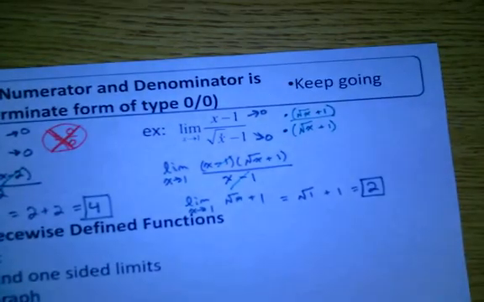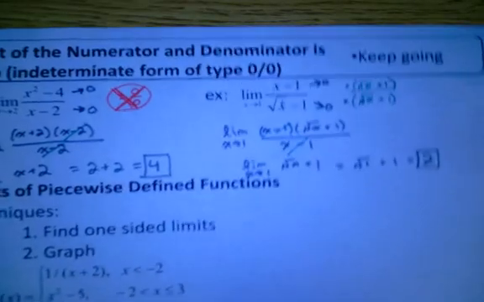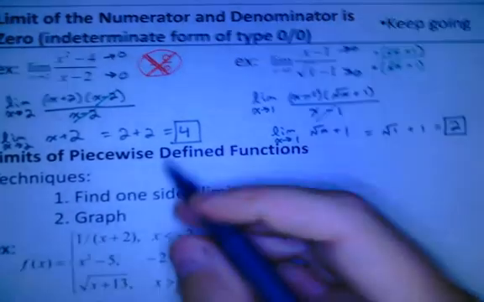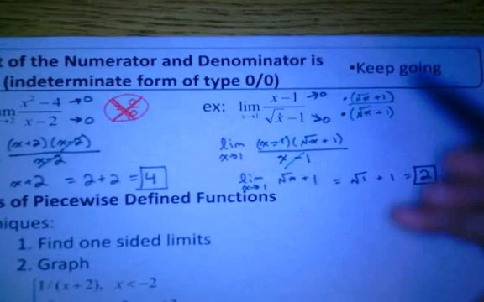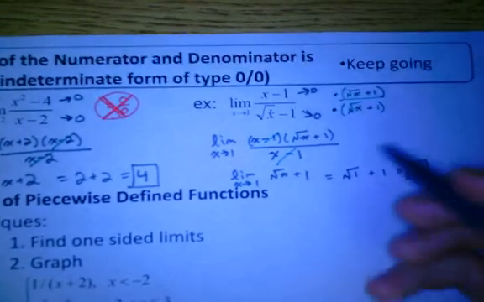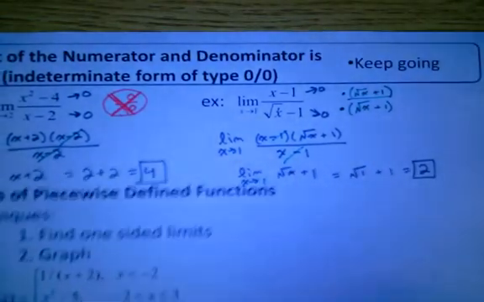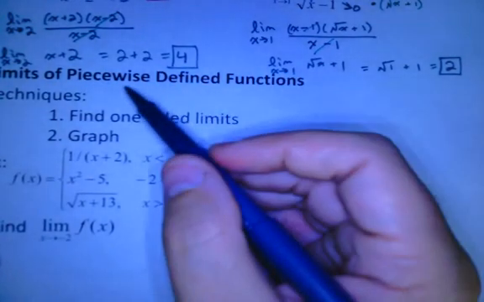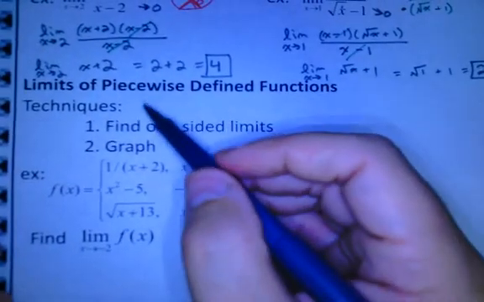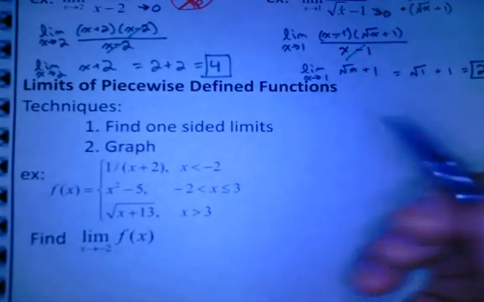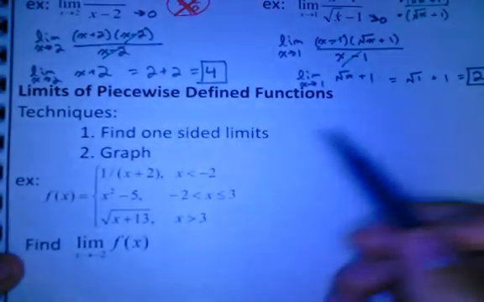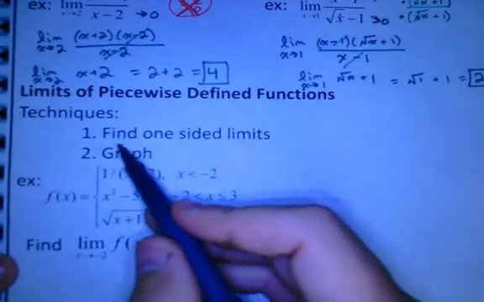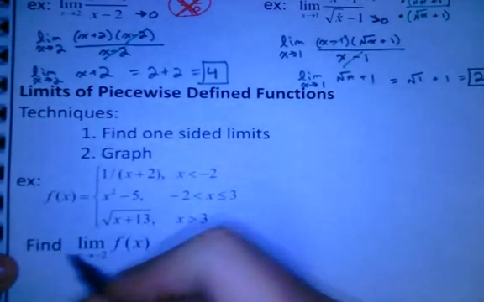These are just two examples of many different ways to do these types of problems. So factoring, conjugate, really you're just going to keep using math skills that you learn. Keep going until something cancels and you're able to plug in your value. Now, piecewise functions. Piecewise functions are the functions that have different pieces to it. One way to do it is you can go ahead and find the one-sided limits whenever you do piecewise functions, and then another way is to go ahead and graph it.